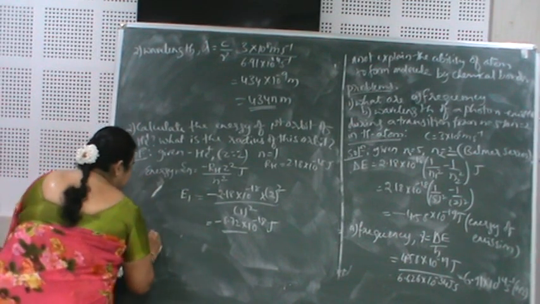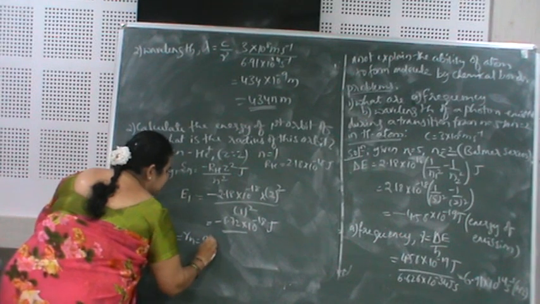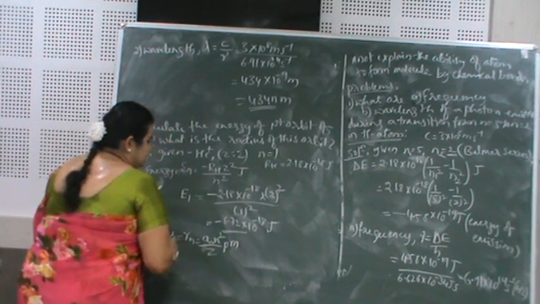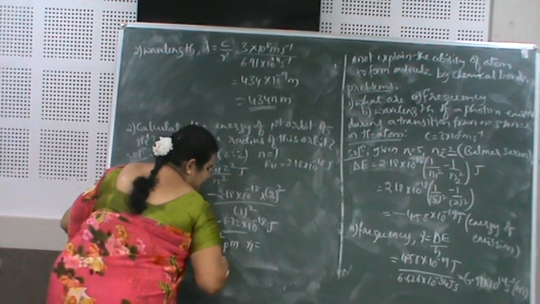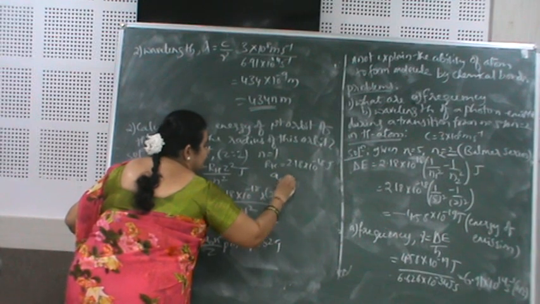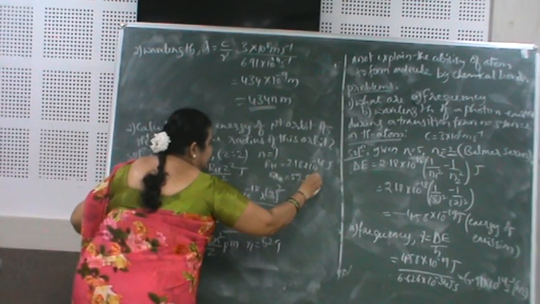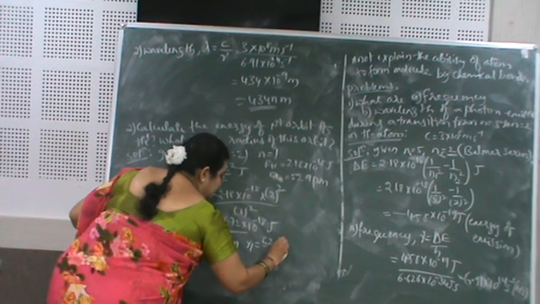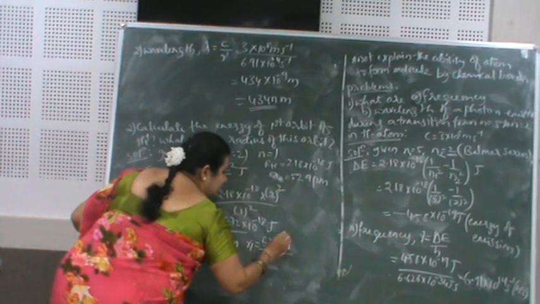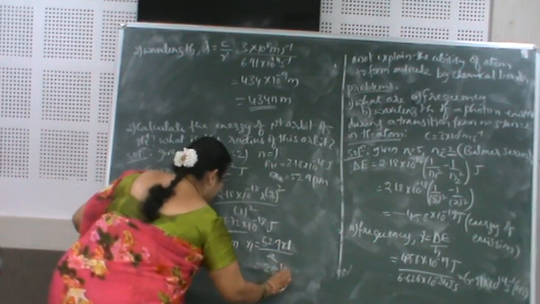Now the radius is given by the formula rn is equal to a0 n square divided by Z picometer. So here r1 is equal to a0, which is 52.9 picometer, into 1 divided by Z, which is 2, that is equal to 26.45 picometer.